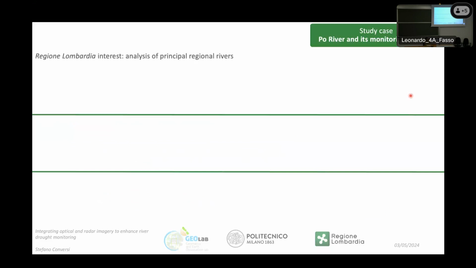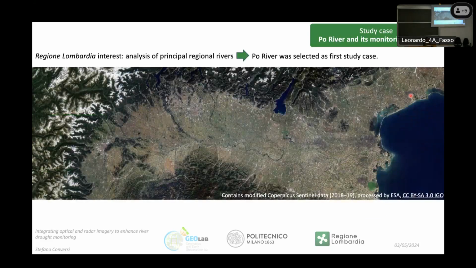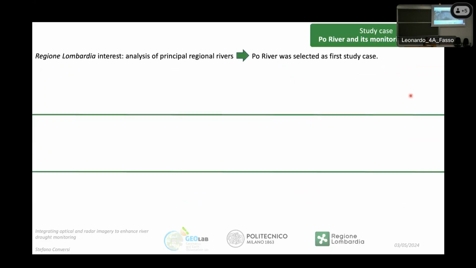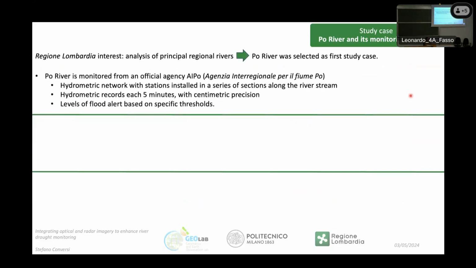So, going to the case study, as I said, the Region Lombardia's interest is to monitor their principal rivers, and we know that the Po River is the main and major river in the Region Lombardia. So it was quite easy to select it as a first case study. The Po River is very instrumented, as you may know. For example, we have the hydrometric network managed by Agenzia Interregionale per il Fiume Po that provides us with centimetric data, even available every 5 minutes, depending on the section.